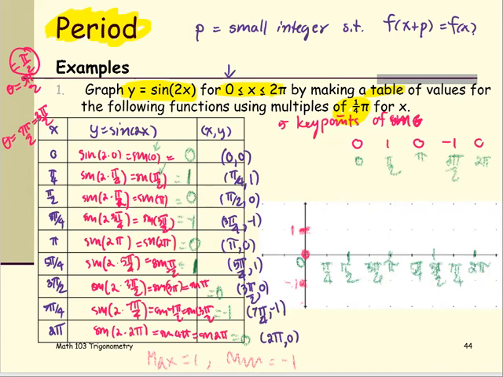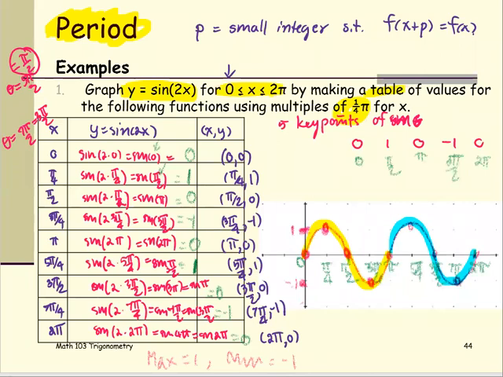So at 0, the function value is 0. At pi over 4, the function value is 1. At pi over 2, the function value is 0. And then negative 1, 0, 1, 0, negative 1, 0. We're going to connect all the points with a smooth curve. It looks like we have 2 cycles. One cycle is one that completes and comes back to the same function value, and then another cycle starts again.